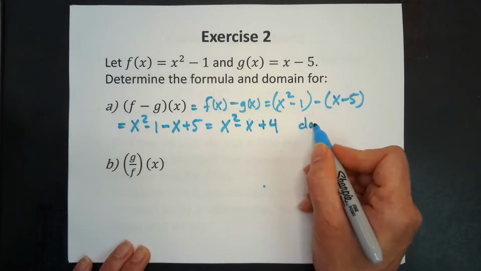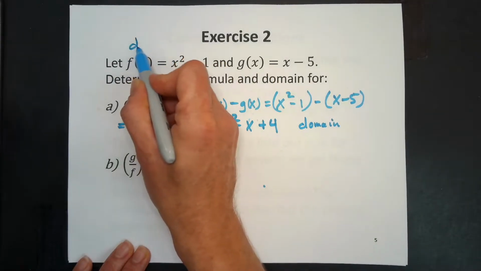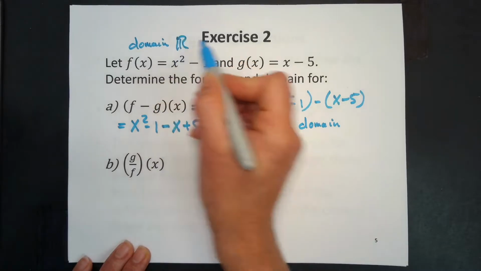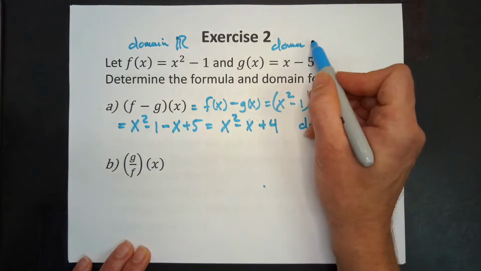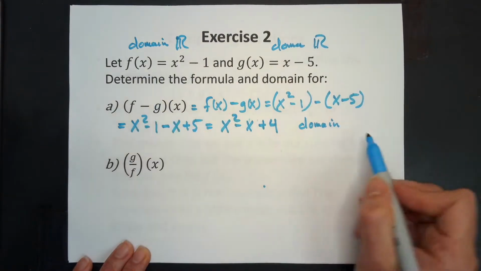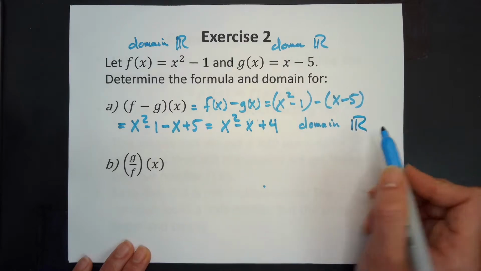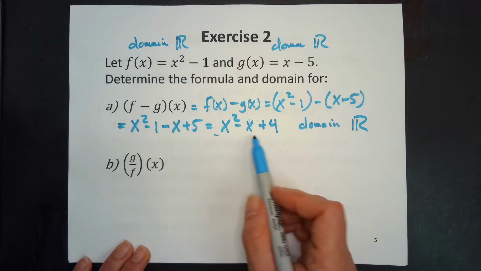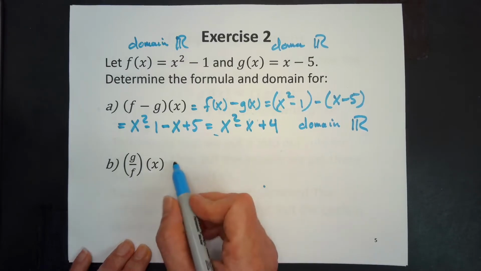The domain for this is all real numbers, double bar R. The domain for g, since it's linear, is all real numbers. Now, I intersect all real numbers with all real numbers, and I'm going to get all real numbers back out. Plus, you can see this is a polynomial, and we talked about that earlier, how a polynomial has the domain of all real numbers. I can plug in any value for x.